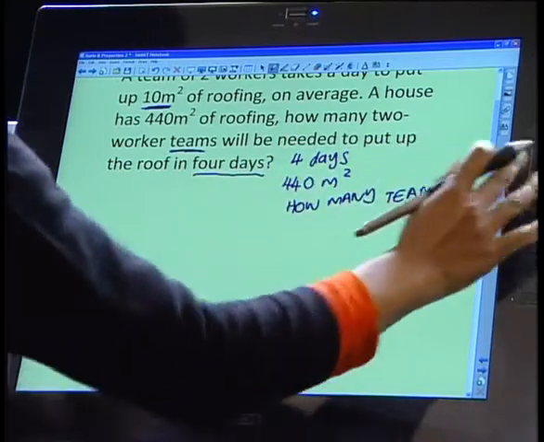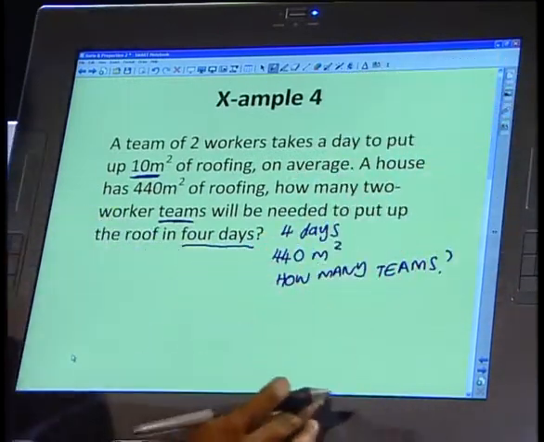So first, let's just realize that the team of workers is inversely proportional to the time it's going to take to put up this roofing.